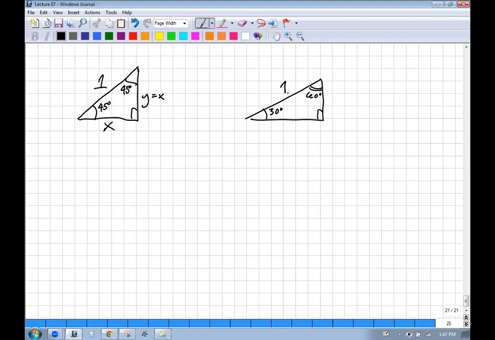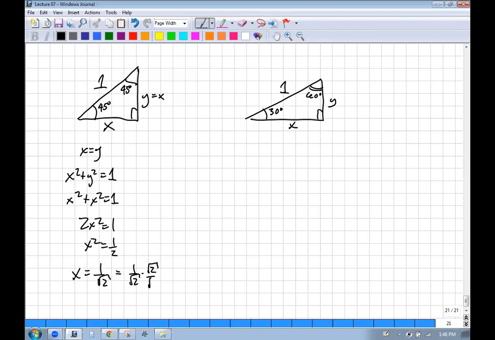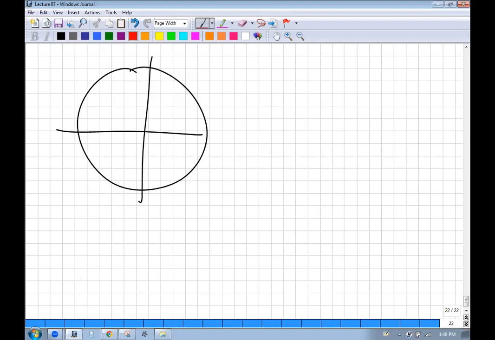This one's easy. We already know that x and y have to be the same, and we know the Pythagorean theorem. So this is just x squared plus x squared, or 2x squared equals 1, so x squared equals 1/2, or x equals 1 over root 2, which we can rationalize. If we multiply by root 2 over root 2, that gives root 2 over 2. So on the unit circle, for that angle, that angle, that angle, and that angle, I know all of these coordinates. All these numbers are just root 2 over 2.